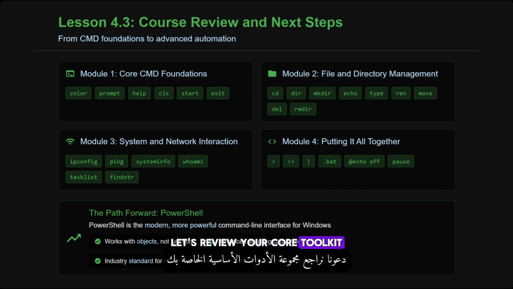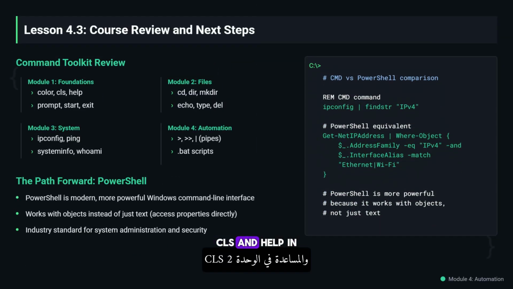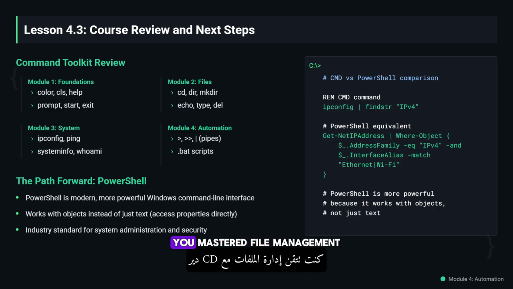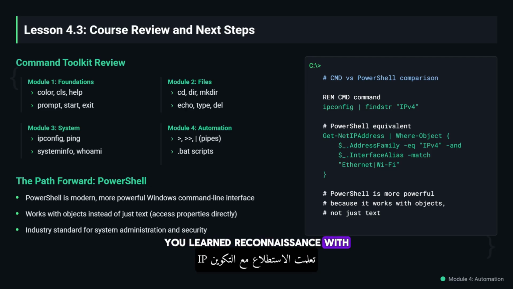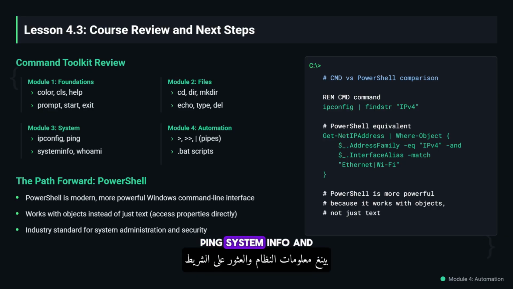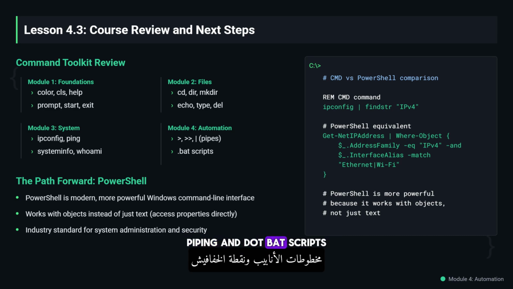Let's review your core toolkit. In Module 1, you learned foundations like color, CLS, and help. In Module 2, you mastered file management with CD, dir, mkdir, and del. In Module 3, you learned reconnaissance with ipconfig, ping, systeminfo, and findstr. And in Module 4, you learned automation with redirection, piping, and .bat scripts. The path forward is clear. Practice is everything. Use the command line for everyday tasks.